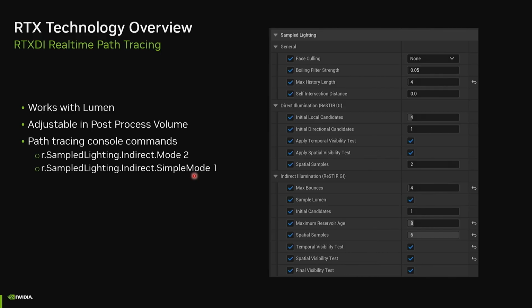Simple mode 1 is a temporary measure. I'll be completely honest about this. This is something we're doing for now because ReSTIR, RTXDI with full path tracing is so new that we needed a way to help stabilize the signal so that you don't get a lot of noise or crawling when you're moving. So simple mode 1, the default is 0, but turn that on. If you're using full path tracing, it'll help to keep your scene looking better.